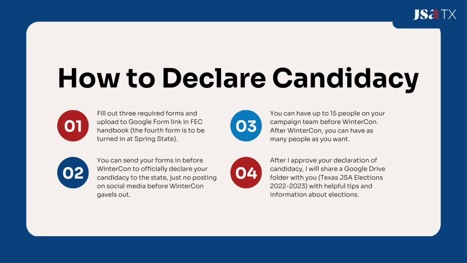So how to declare candidacy. And also, I guess this is a bit on what happens after you declare it as well. So first, you need to fill out 3 required forms and upload them to the Google form link in the FEC Handbook. The forms are also in the handbook. I believe that one of them, the campaign manager form, is not required if you do not have a campaign manager. So again, having a campaign manager is optional. So if you would not want to have one, then you can not turn that form in. But everything else is required.